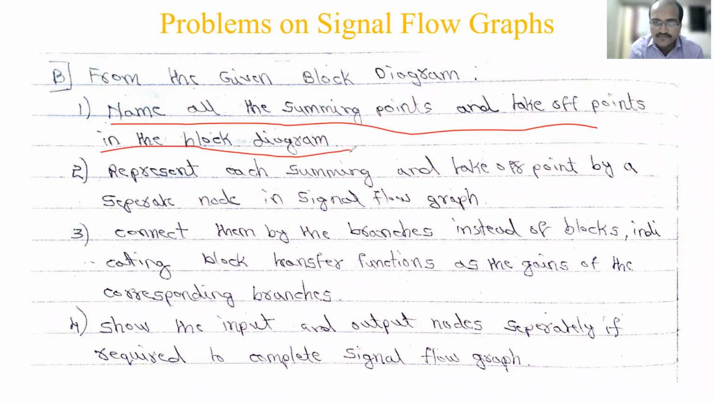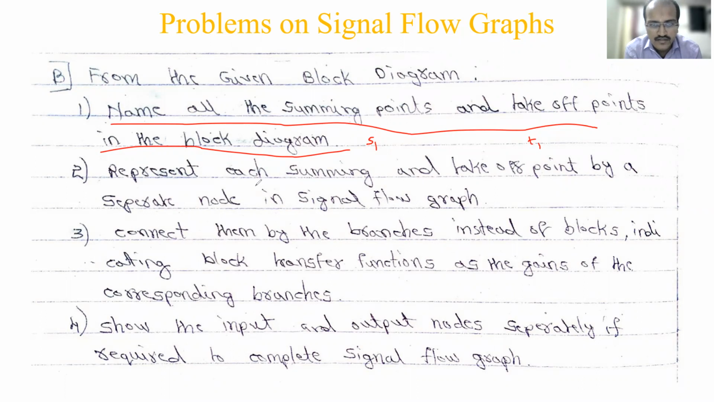Normally, my suggestion is, you give the first summing point as S1, the next summing point as S2, S3, like that, however many summing points are there. And all the takeoff points you can name T1, T2, T3, like that. So now you have identified the nodes, because these nodes we will be writing as the signal flow graph nodes, and the blocks, which are nothing but transfer functions, we will write as the branch gains of the signal flow graph. Very simple. Compared to system equations, this is very easy. So the first thing is naming the summing points and takeoff points.